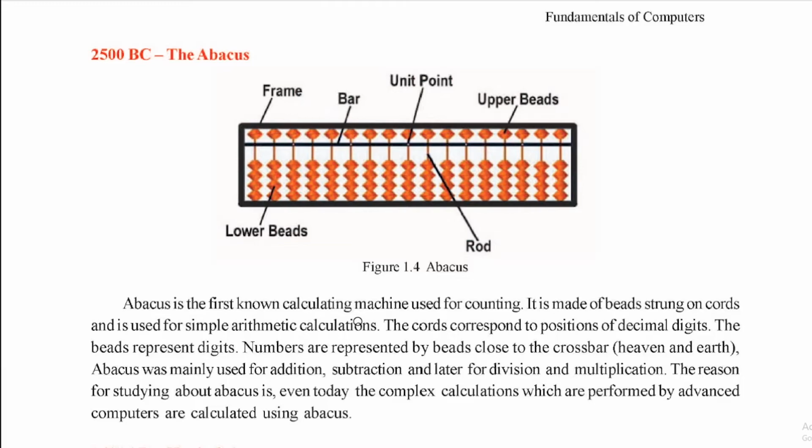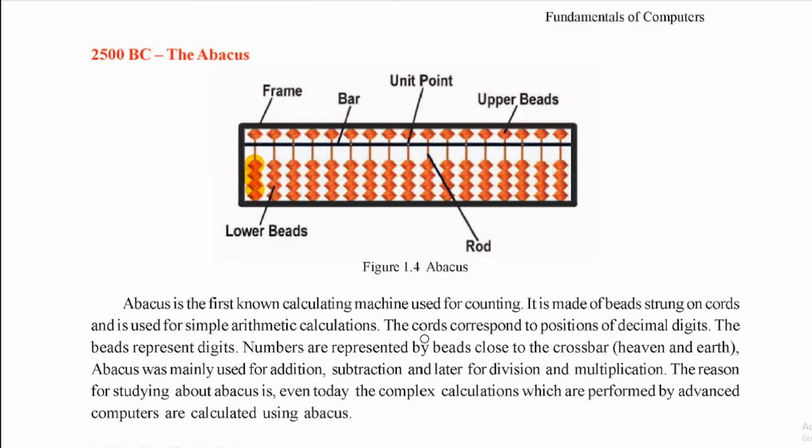Even today, the abacus is very familiar to most of you, maybe in the lower academics you might have studied at least an introduction to the abacus. So the abacus is the first known calculating machine used for counting. It is made up of beads. You can see here, we have beads strung on cards, and they are used to perform simple arithmetic calculations.